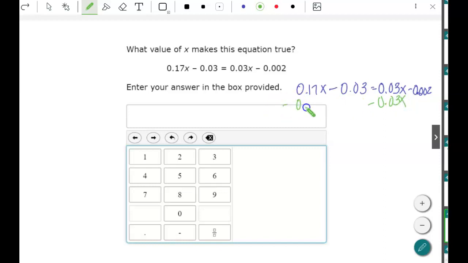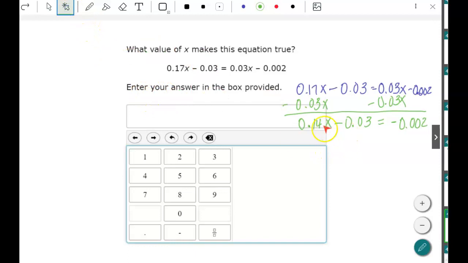0.03x. You subtract those two, you'll get 0.14x. Then you still have the minus 0.03. And then we still have the negative, remember it's minus, so that negative sign goes with it, 0.002.